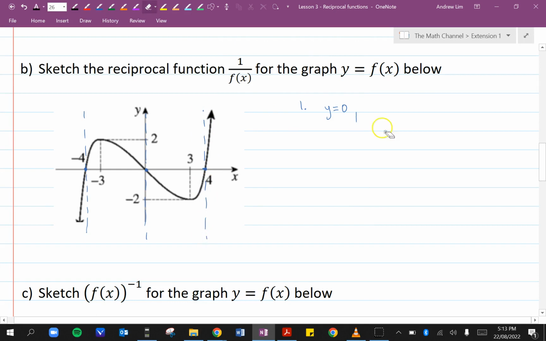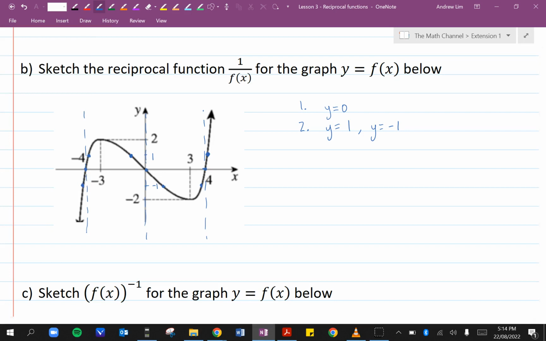Right. The next thing I'm going to do is I'm going to look for when y is equal to 1. So here's y equals 1, and here's y equals -1. I might write that down as well. 1 and -1. And so I can look across, I can see the reciprocal function is going to go through here, and through here. And for -1, I can see that it goes through here, here, and here. So I know the reciprocal function will go through those points.